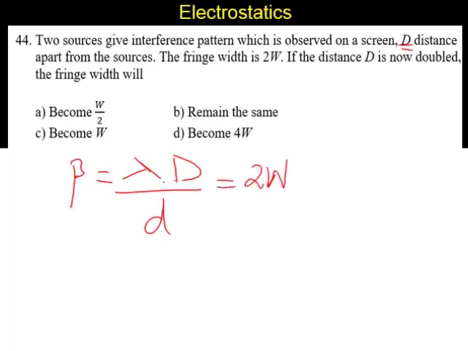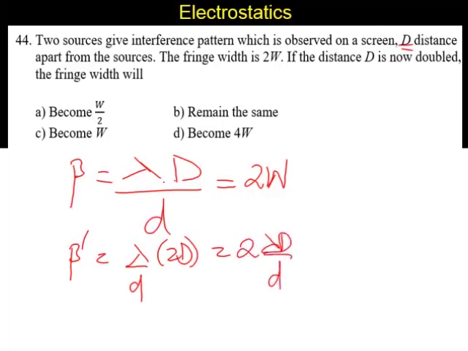In the second case, beta dash, what is happening now? The distance D is going to be doubled, so lambda d remains the same, and D becomes 2D, so we will have 2 lambda D by d as the answer. But lambda D by d is what we already calculated, that is 2w, so this is going to be 2 into 2w, so 4w is the correct answer. So become 4w is the answer.